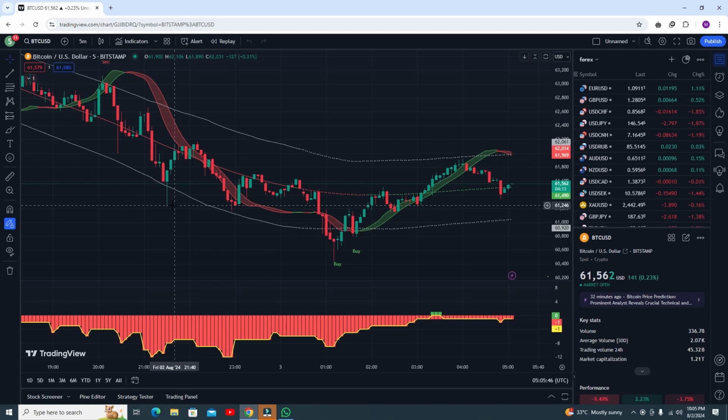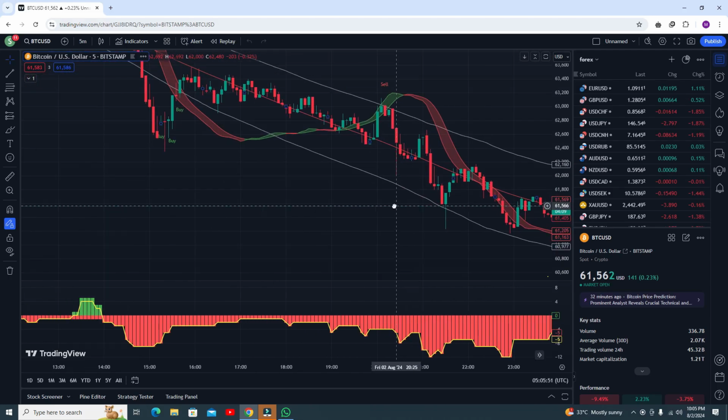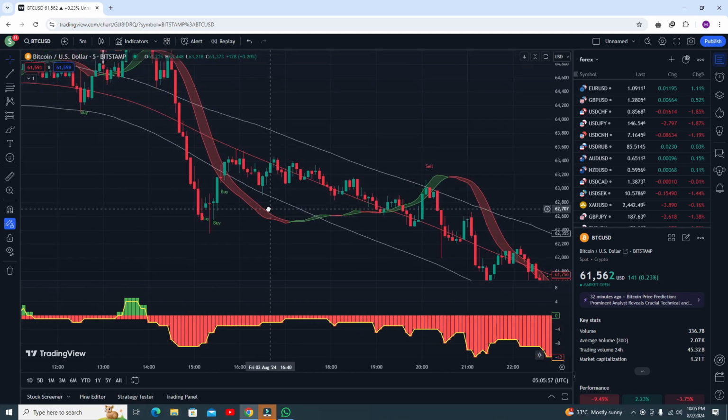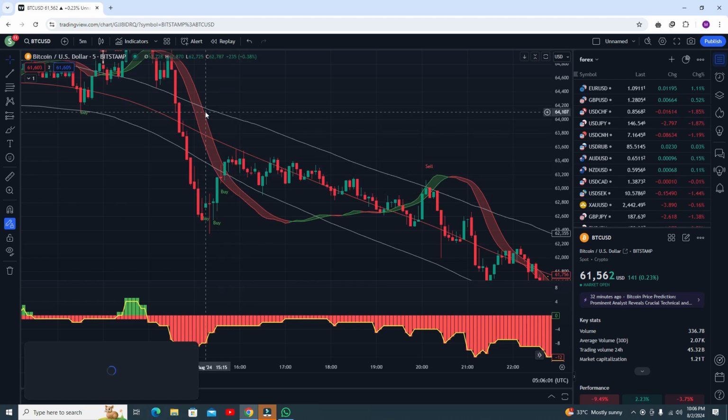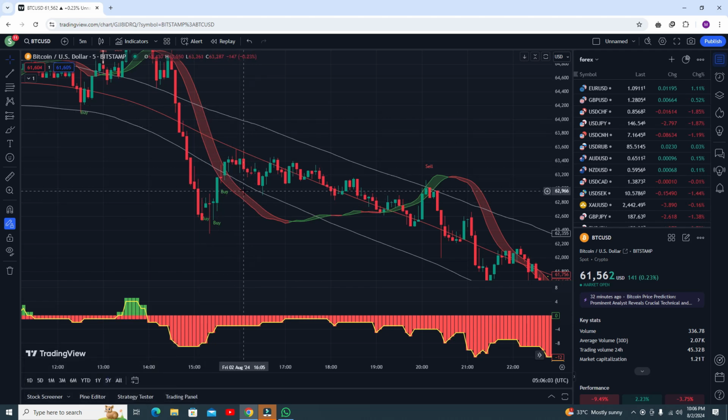Okay, we need to start our video, and you can see here a volume indicator, and the second indicator, there are RSI band and RSI ribbon and the band lines as well.